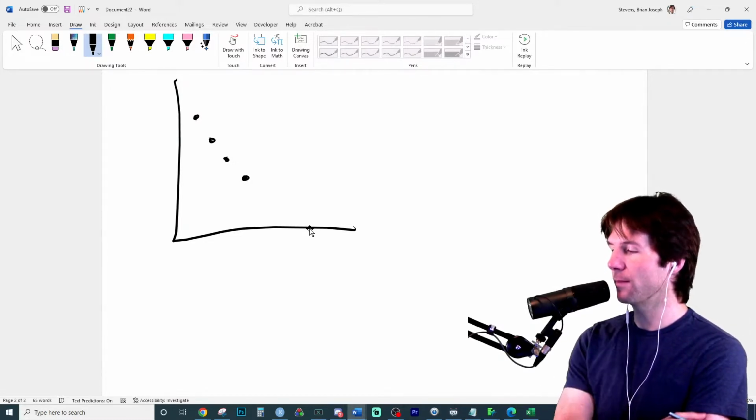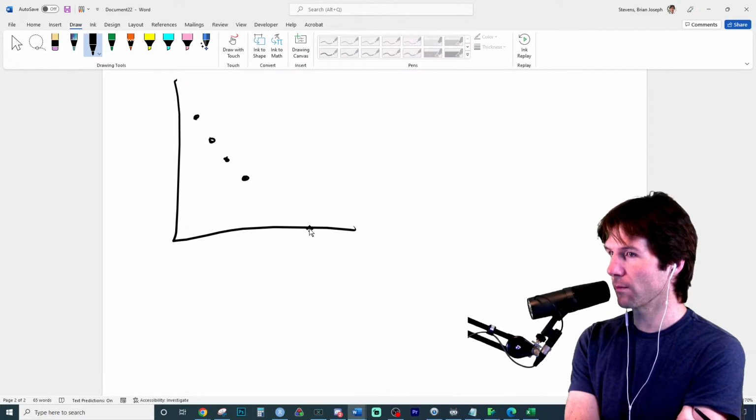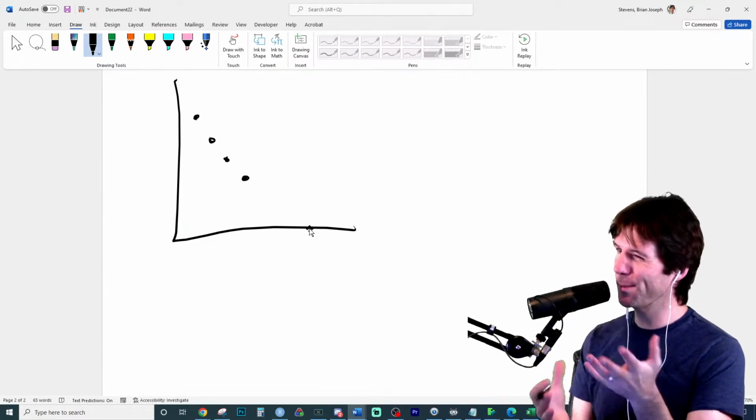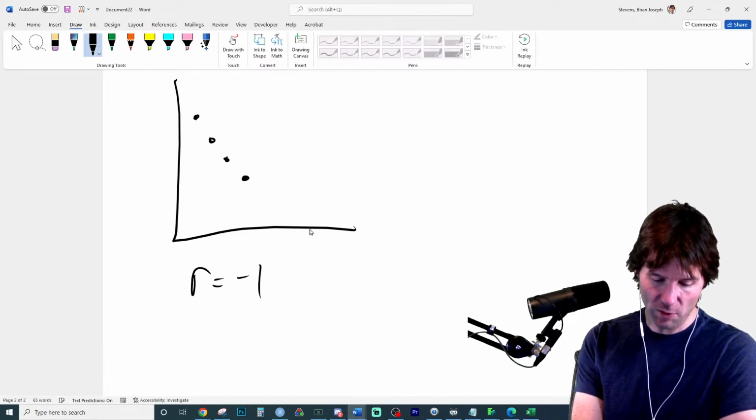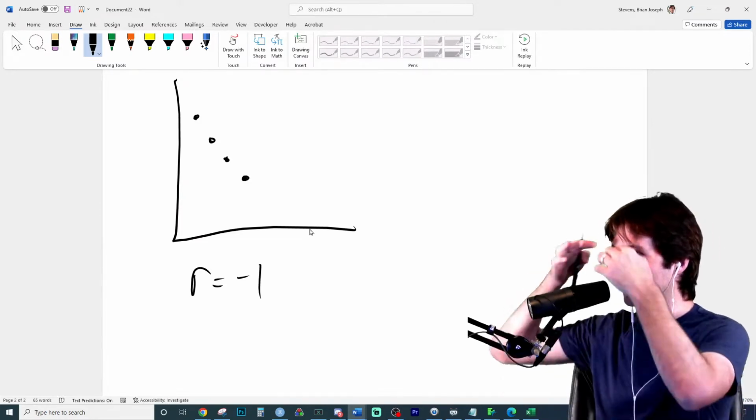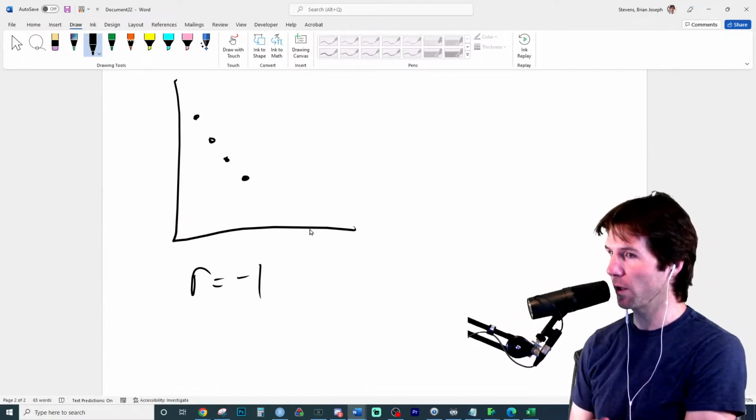Probably closer to what? So just those 4 points, probably about what? -1. Great job, because we indicate the direction right here. So it's probably close to -1. It's close to a perfect negative linear relationship.